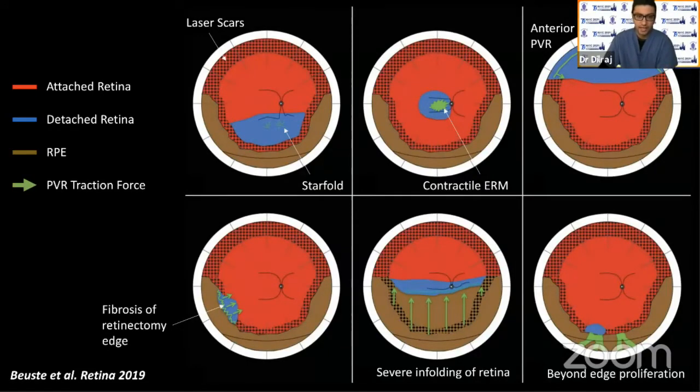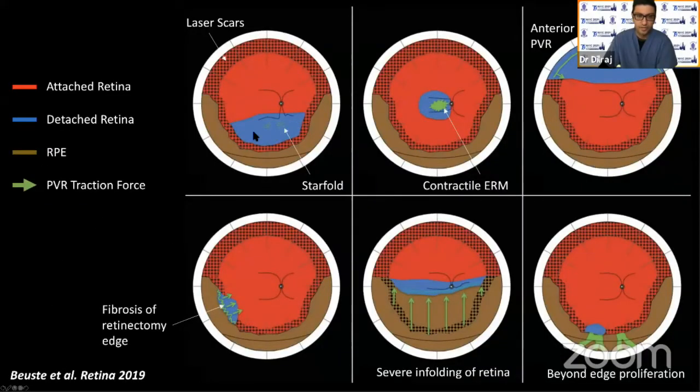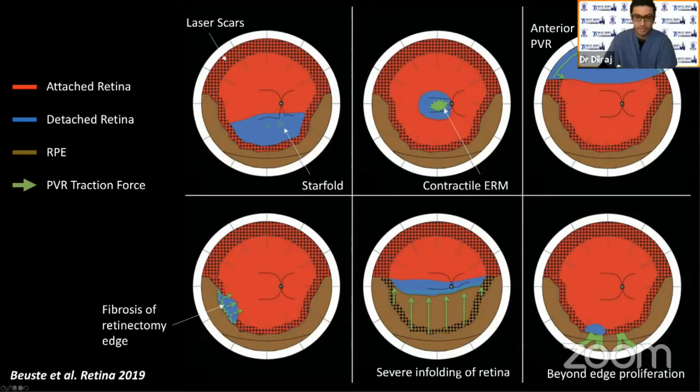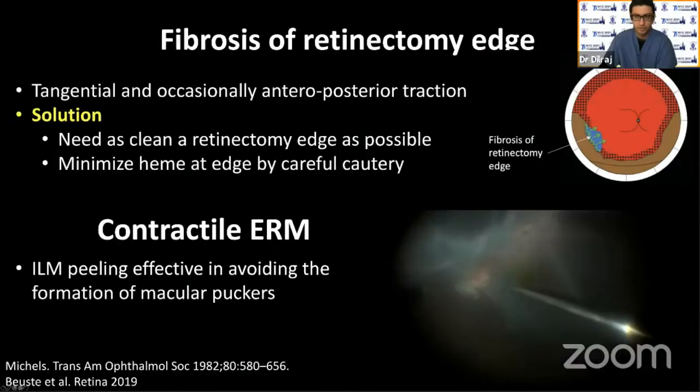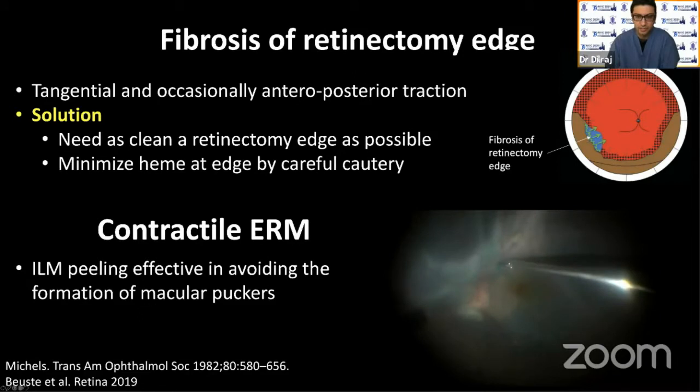So you can get a star fold or a recurrent epiretinal membrane that causes the edges of the retinectomy to lift up, with similar mechanism with a contractile ERM, fibrosis at the edges of the retinectomy, infolding, and then beyond the edge proliferation. So what about fibrosis of the retinectomy edge? This is tangential and occasionally anteroposterior traction. And the solution for this is that you really need a nice and clean edge of the retinectomy.